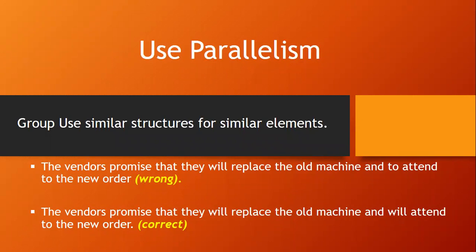Yeah, it's right. Because the parallel structure is out there. It should all be in the same way. The vendors promise that they will replace the old machine and will attend to the new order. That's a more correct structure that we have there. So let's just look a bit more at parallel construction.